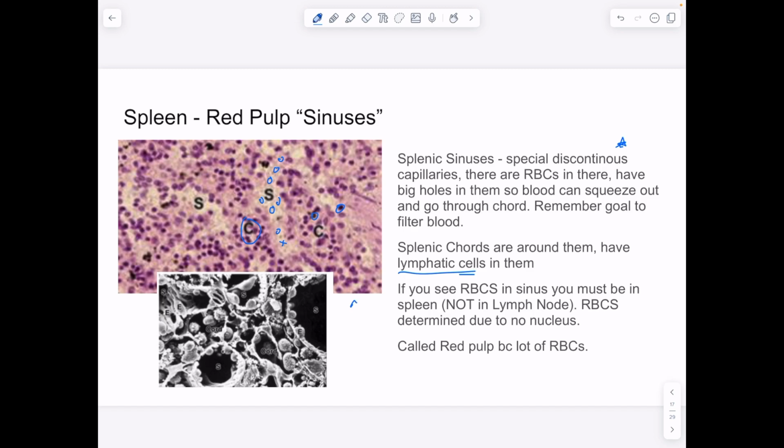Again, it's hard to tell in this because you can't see too much detail, but if we take a look at the electron microscopy of a sinus, you can see that we have essentially a discontinuous vessel capillary, and then we have some red blood cells inside of them.